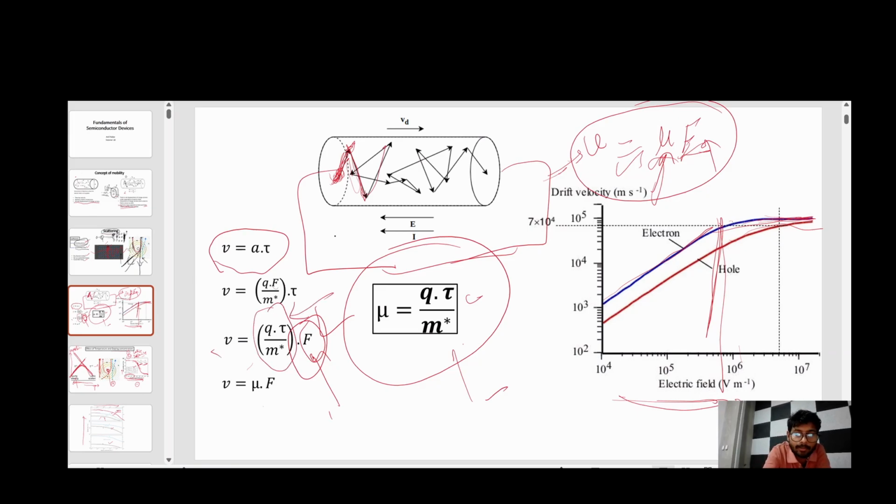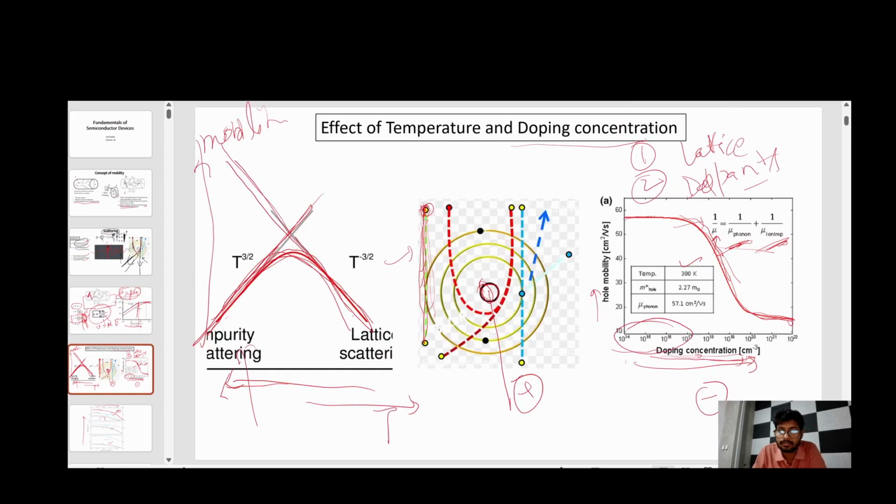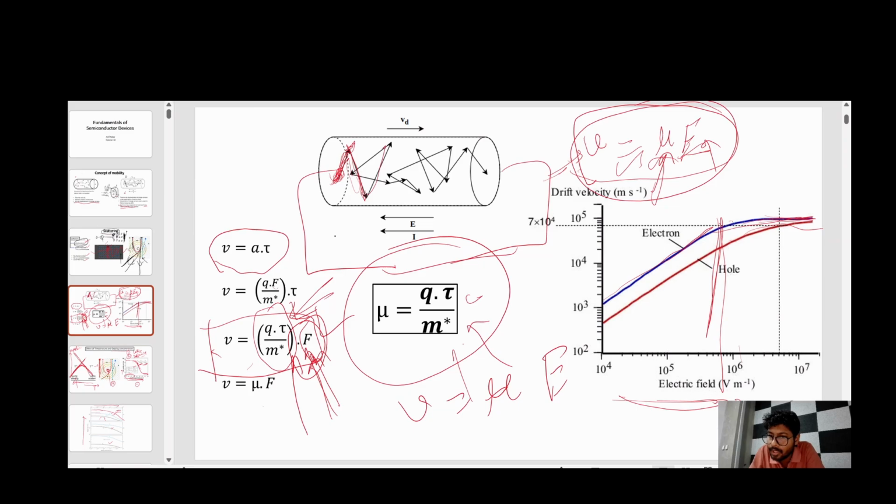V is directly proportional to E, that is V is equal to mu E, where I have written F for the field. From this relation we can see that mu is Q tau by m star. And hole mobility will be lesser because m star is higher for the holes. That's why.